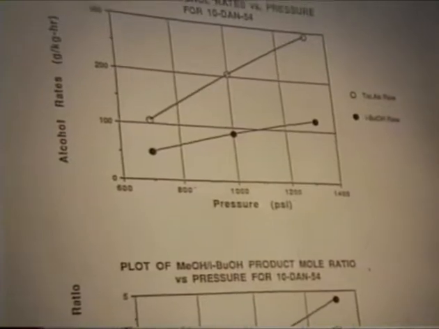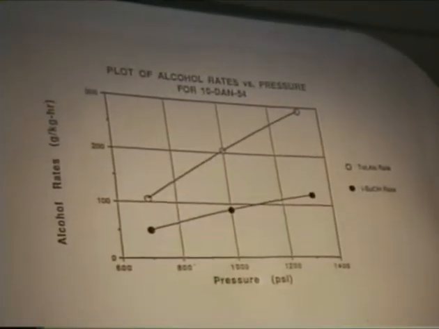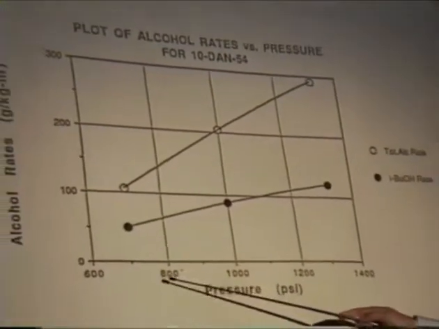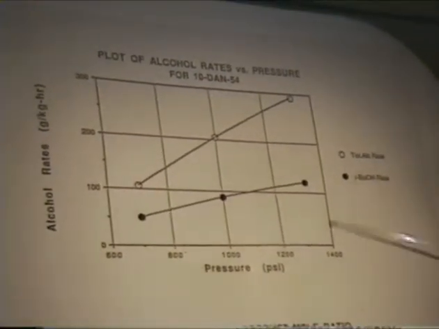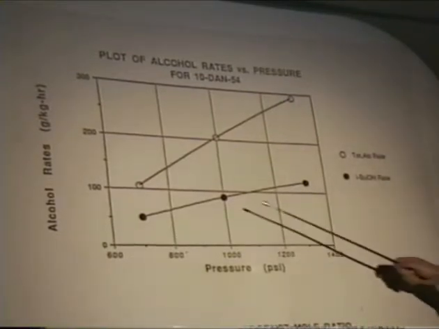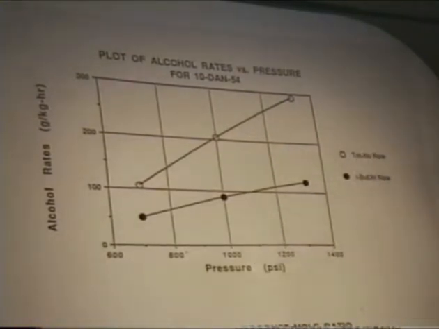The big handle for getting the reaction rate up in this system is pressure. And what I'm doing here is plotting again the alcohol rates versus pressure. The range we're talking about here is 700 pounds up to just under 1,400 pounds. And you can see that the rate goes up quite dramatically. We go up by a factor of 3 over the range studied.